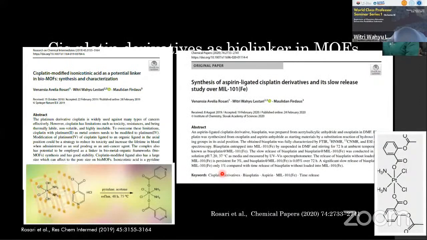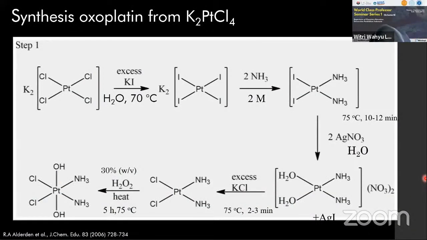Based on this idea, we try to modify the cisplatin itself with isonicotinic acid in both positions, because our target is how to coordinate these moieties with the metal ion and form a biomof. Another idea is that we have also modified the cisplatin with aspirin on one side, and this can be a precursor for biomof synthesis. And we synthesize the cisplatin itself by organometallic chemistry.